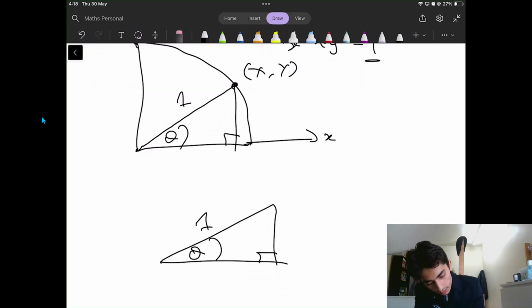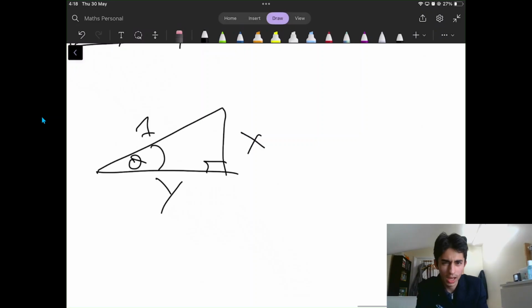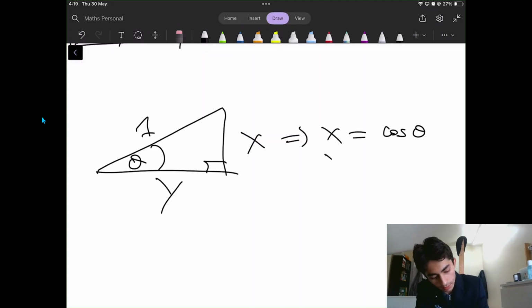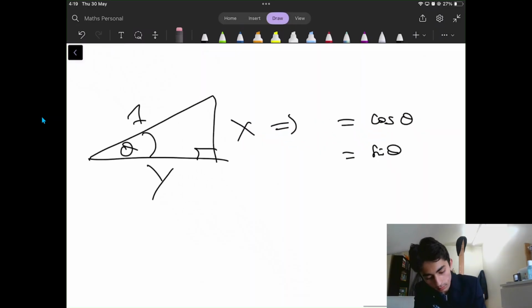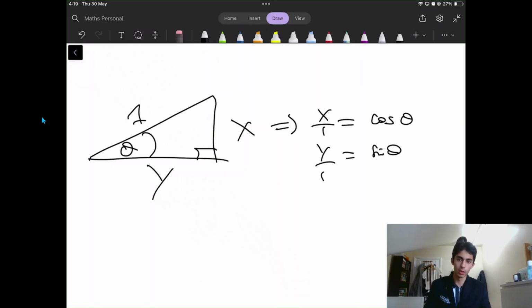The side opposite to theta is x, and the side adjacent to theta is y. If you use your SOH, TOA, or whatever other goofy acronyms you can think of, you can derive from this that x is equal to cosine of theta and y equals sine of theta, right? Because x over 1, y over 1. X over 1 is opposite over hypotenuse. Y over 1 is adjacent over hypotenuse.